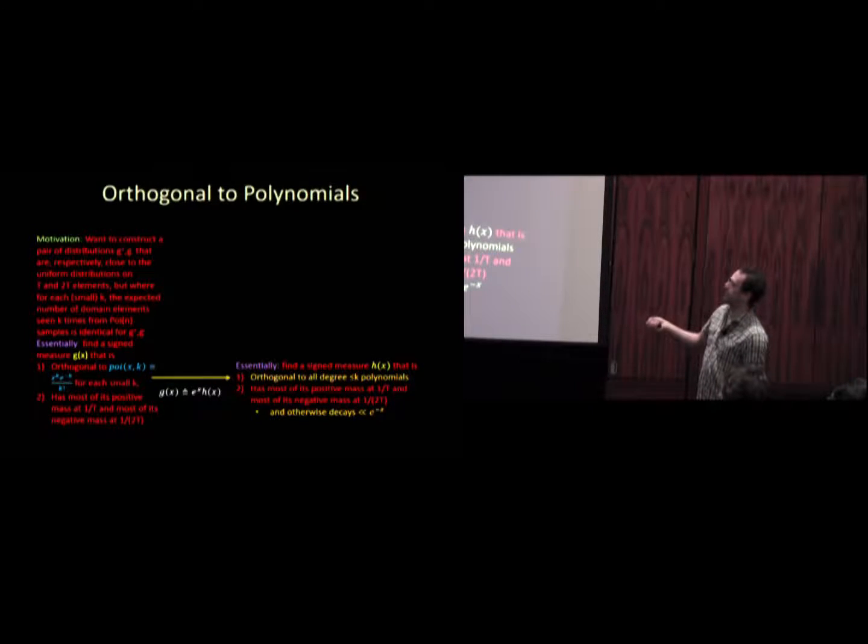Sorry. I guess it should technically say for k less than some bound b, and then this is orthogonal to all degree less than or equal to b polynomials. Okay?